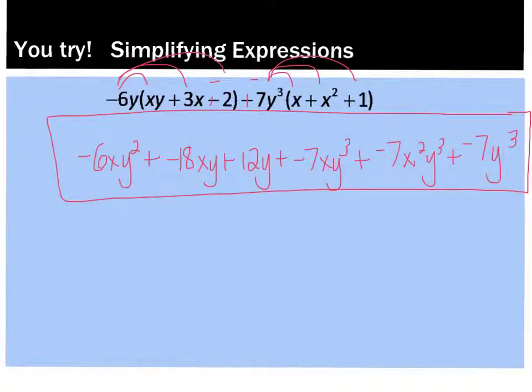Alright, take a look at your answer and then compare it with mine. If you look here, none of these terms are exactly the same. None of them have the same variable with the same exact exponent. Therefore, we cannot add them together, and so that is going to be our final answer.